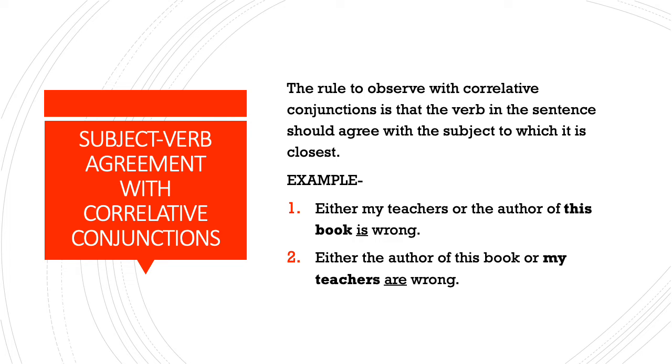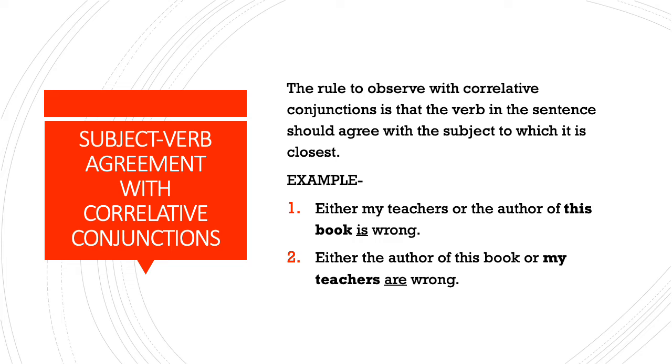that for correlative conjunctions, there is a particular rule to observe. And what is that? The verb in the sentence should agree with the subject to which it is closest. Let us see this with an example. Either my teachers or the author of this book is wrong.